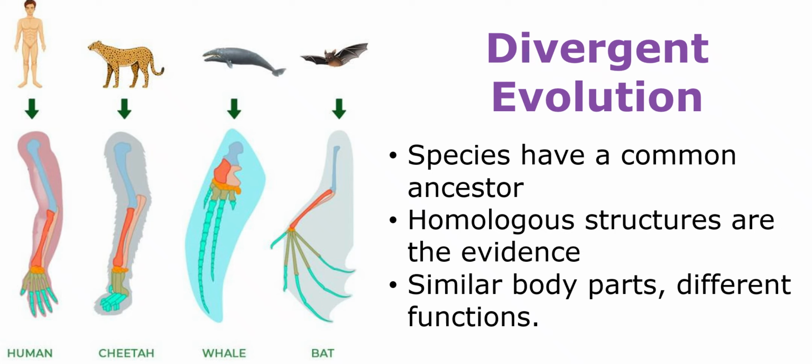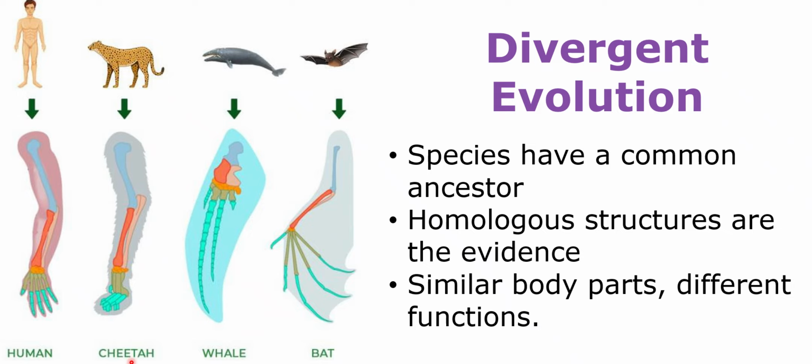One bit of evidence we have is called divergent evolution. So, what happens is there's a common ancestor, and that common ancestor is going to give rise to many different other species. What the common ancestors will also pass on are things called homologous structures. So, these are body parts that are similar but have a different function.